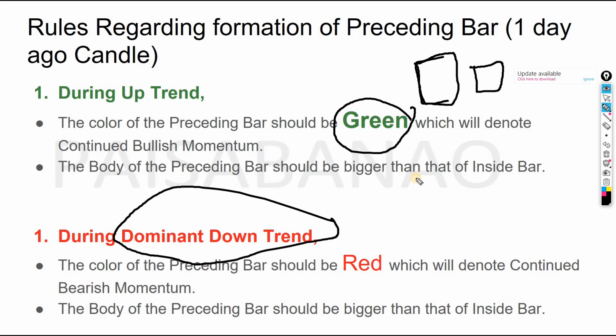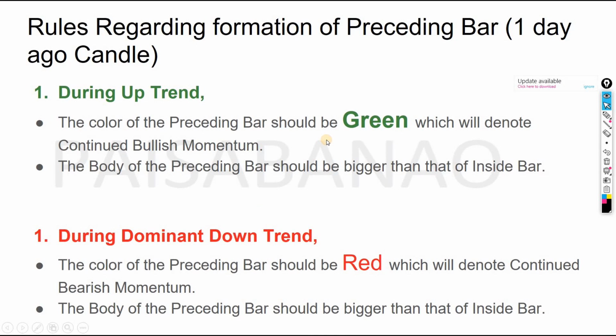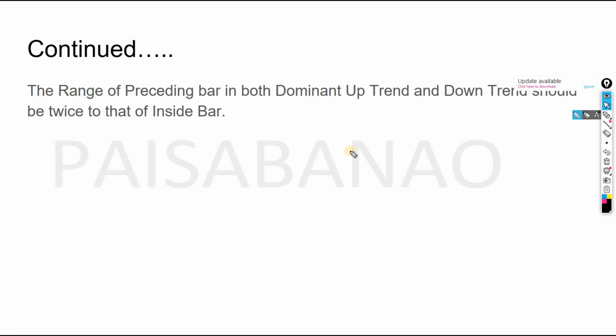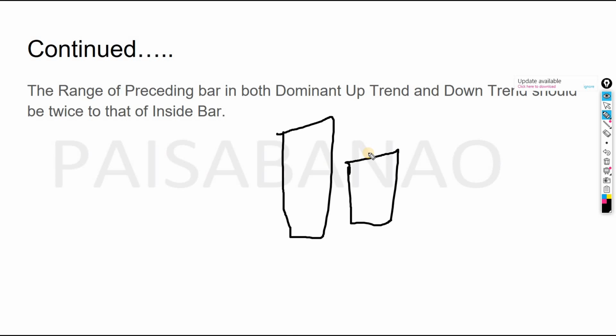If you take the help of volumes, the volumes for inside day bar will be extremely small as compared to the stronger candle, which is a 1 day ago candle. And the most important thing about the preceding bar is that the size or the range of that preceding bar should be twice. So for example, this is an inside day price pattern. And if the range, meaning low and high of the bar, is 50 for the inside day bar, then the preceding bar's range should be at least 100, which means twice that of inside bar.